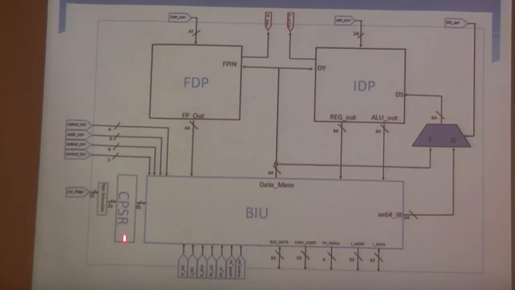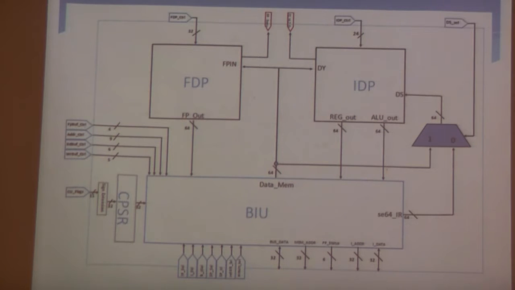Here's the CPSR. The incoming signal is sign extended from a 11-bit value into a 32-bit value. Here the data memory is being multiplexed with the sign extended IR to be fed back into the integer data path. And the multiplexer is controlled using the DSLA.